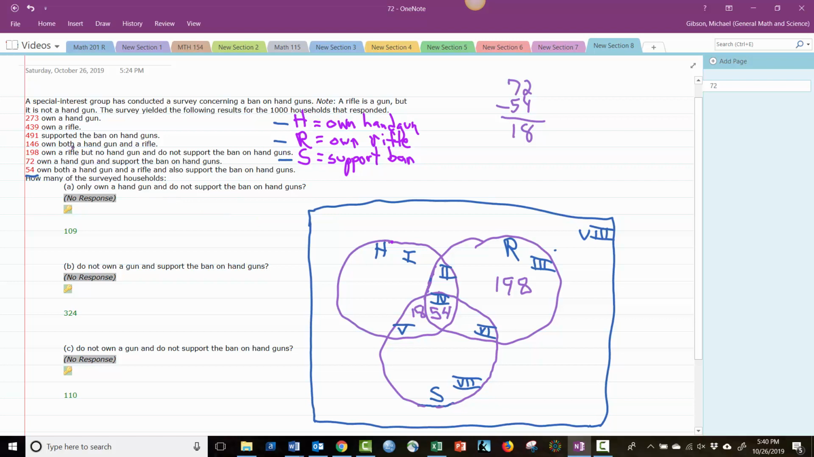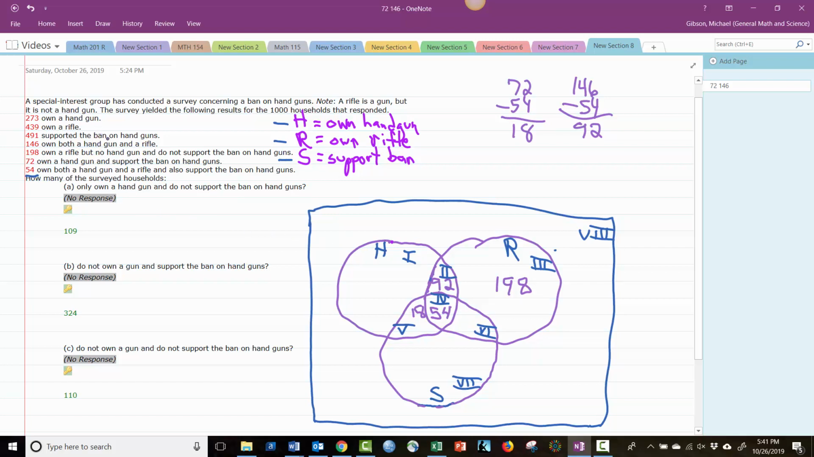146 own a handgun and a rifle. All right, so that's the overlap here between handgun and rifle. That's 2 and 4. Notice we already got 54 in 4. So 146 minus 54 gives me 92. So this area 2 here has 92.